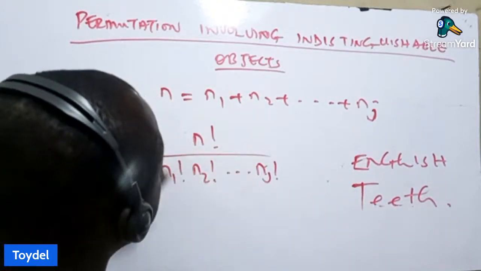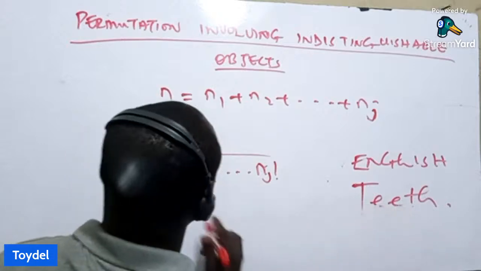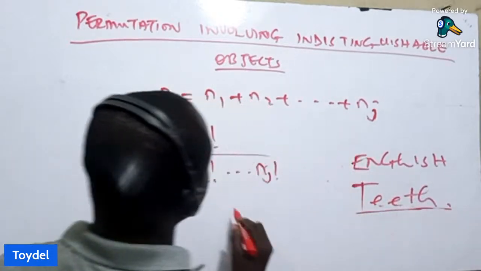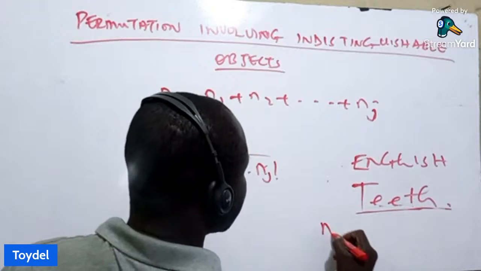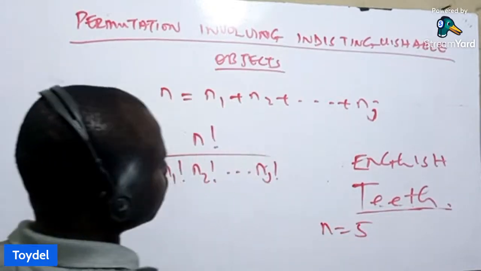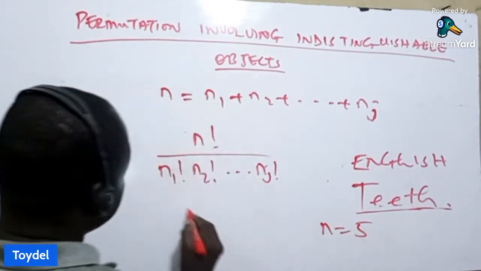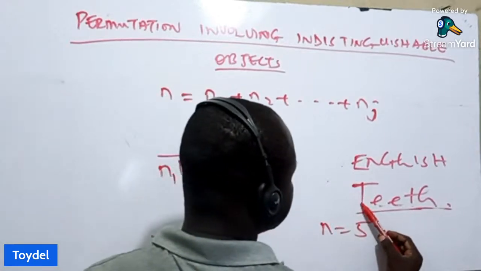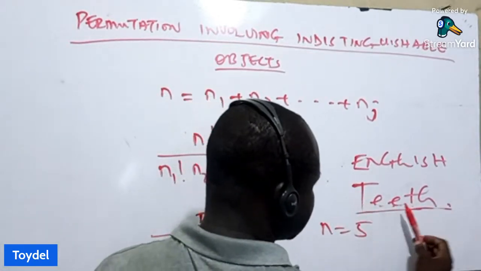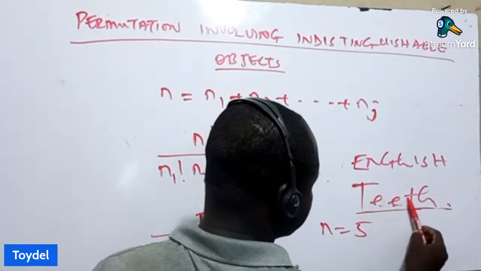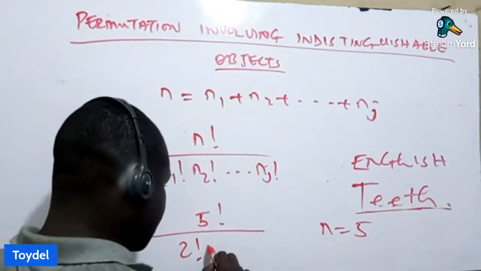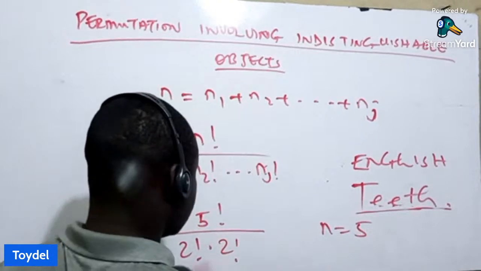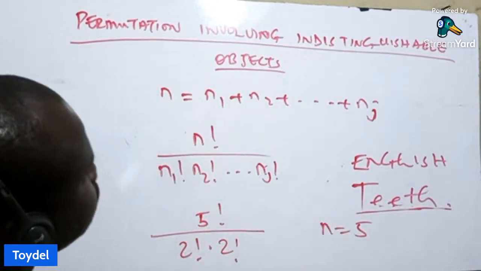But what we are trying to say is that if you want to take this type of permutation now, you count the number of letters that you have there. In this case now, there are 5. So my n will be equal to 5. Then that will be 5 factorial all over how many letters are repeated. In this case now, there are two T's, 1, 2, all over 2 factorial multiplied by how many E's do we have? 2. 2 factorial. So this is how we solve this type of problem.